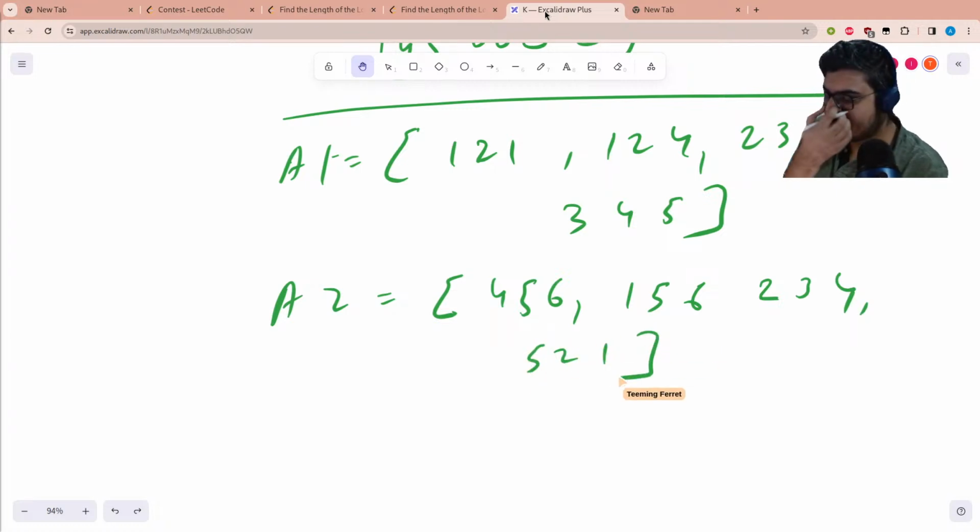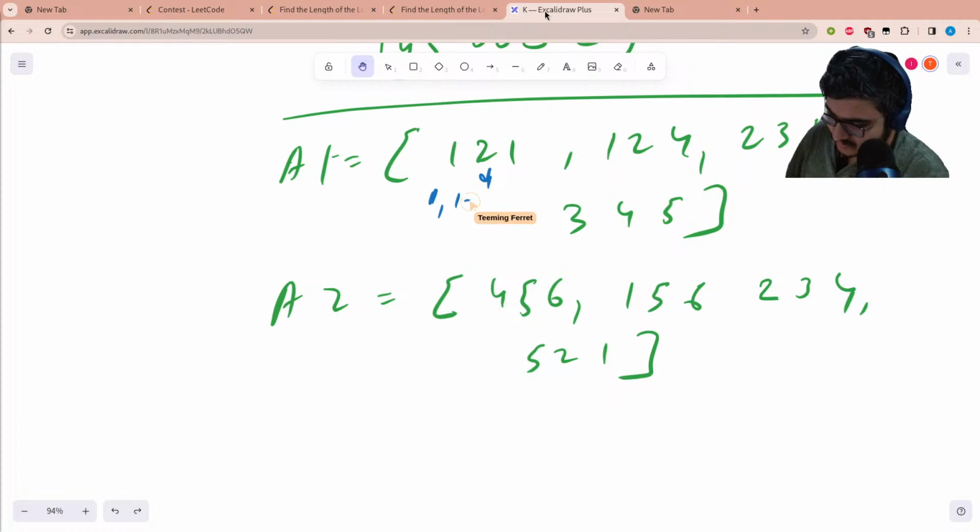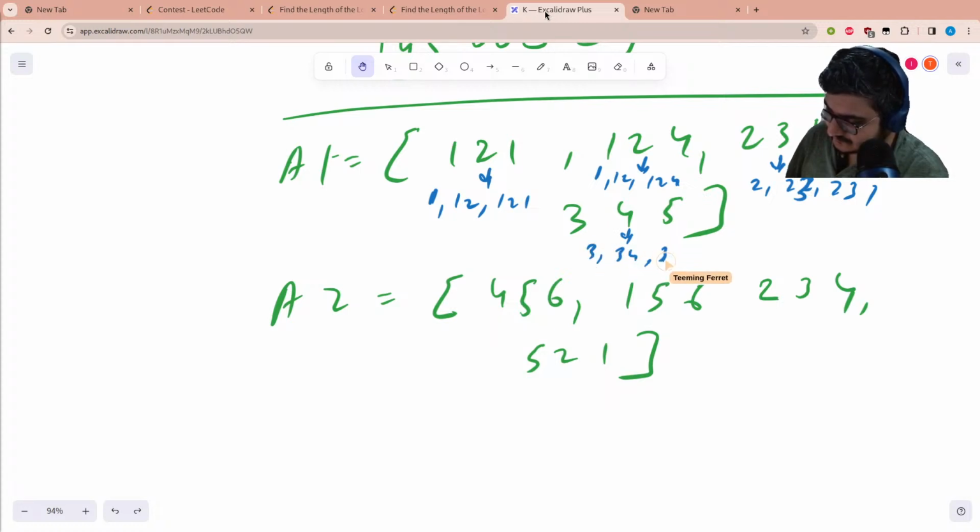Then we look at all the pairs of numbers over here, and we have to find the numbers which are a prefix of both numbers. For example, if we look at this number here, its prefixes are 1, 12, and 121. These numbers' prefixes are 1, 12, and 124. These numbers' prefixes are 2, 23, and 231. These numbers' prefixes are 3, 33, and 334, and 345.